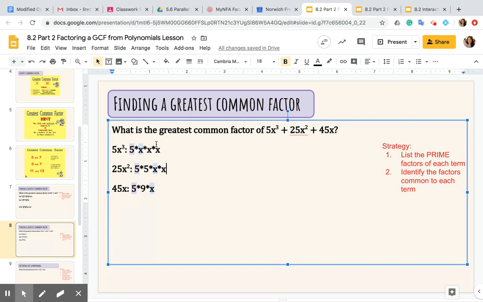And then let's take a look at what we're left with. I still have a 5 here. It doesn't have anything it can match up with. And I have a 9 here that doesn't match up with anything. So I've identified everything that's going to be common across all three terms, a 5 and an x. And that's it. That's the only thing that I can put together here. So my GCF, if I put those terms together, here's my 5. Oops, too dark.